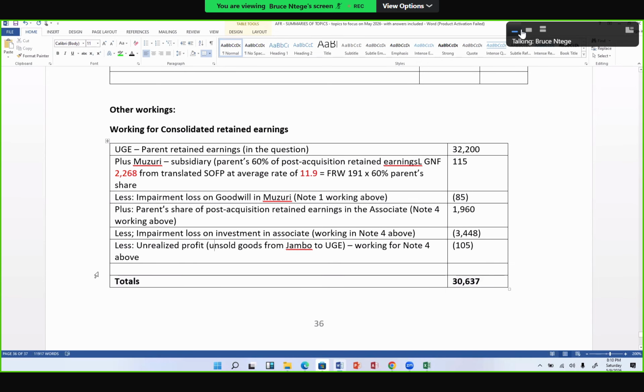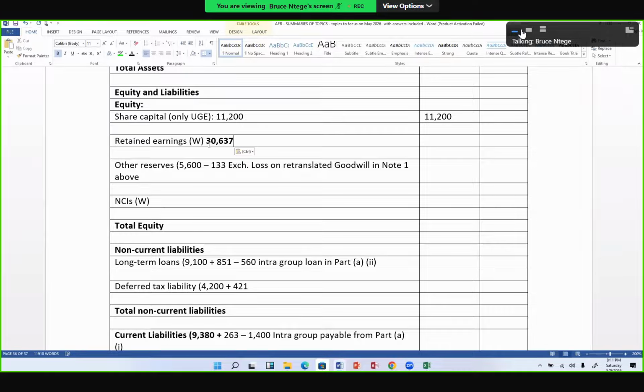So that 30637, I'll post it in the balance sheet in the section called equity, in the line called retained earnings. I can even post it now, 30637. So my balance sheet is up here. I said I'll have it based on our working, so I can either put it there or put it at the end. Wherever they find it, they'll give you a tick for posting. So that is your consolidated retained earnings.